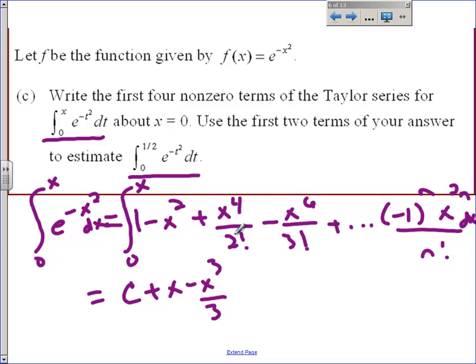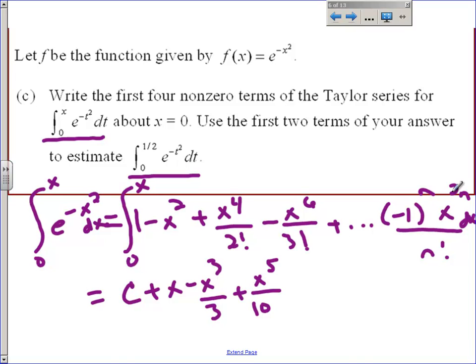And then what's the next one? Well, that's going to be plus x to the 5th over 5 times 2 factorial, which would be 10. Add 1 to the 4, you get 5. Divide by 5. 5 times 2 factorial is 10. So there is the first 1, 2, 3, 4, the first 4 non-zero terms of the Taylor series.